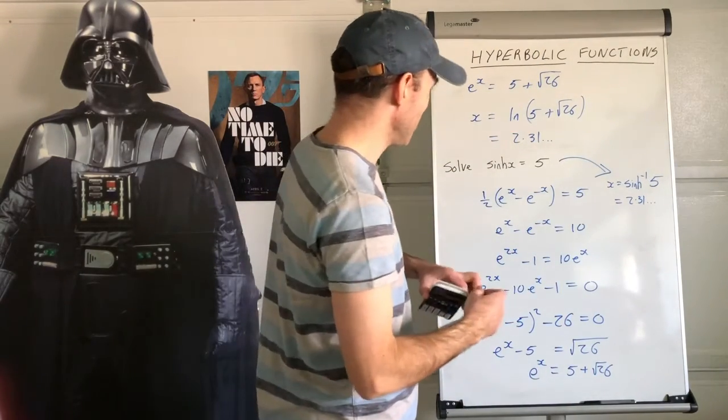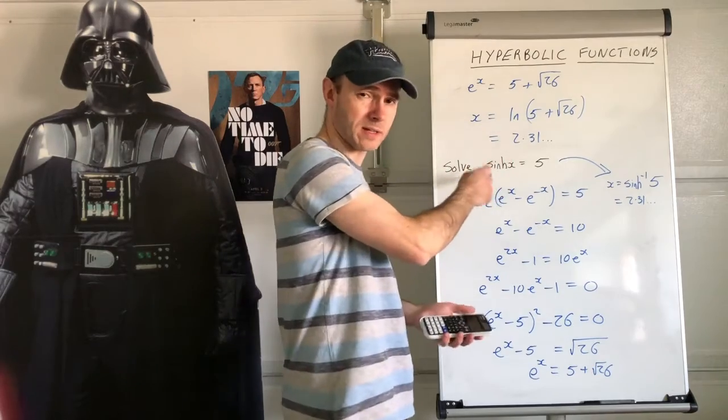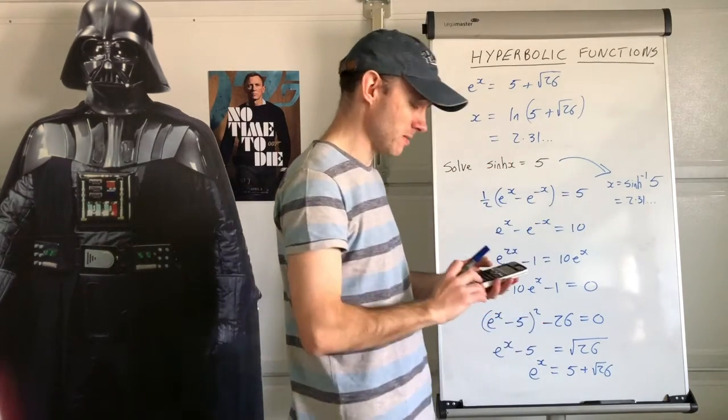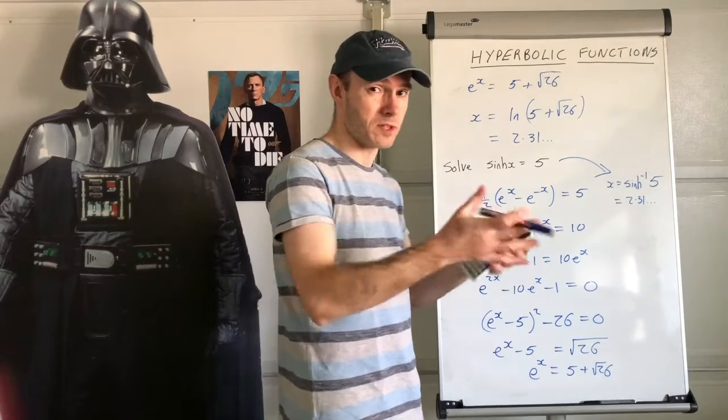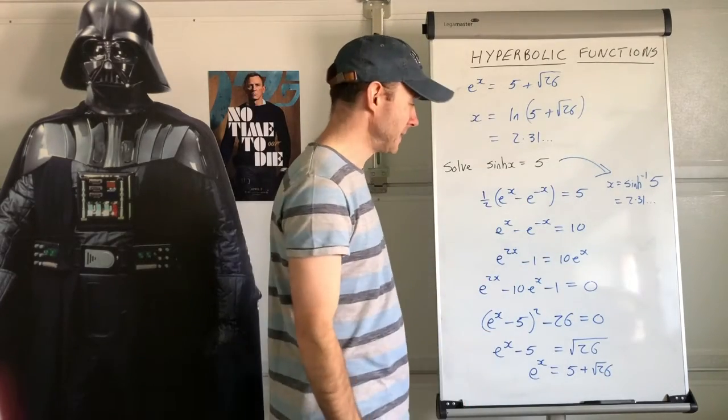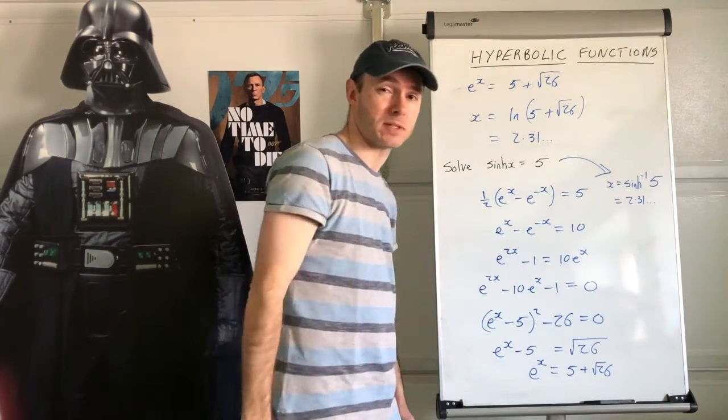So I don't need to show you one for cosh x equals something or tanh x equals something either, do I? Because you can just do the inverse cosh or inverse tanh now, can't you? But anyway, I hope you found that interesting.